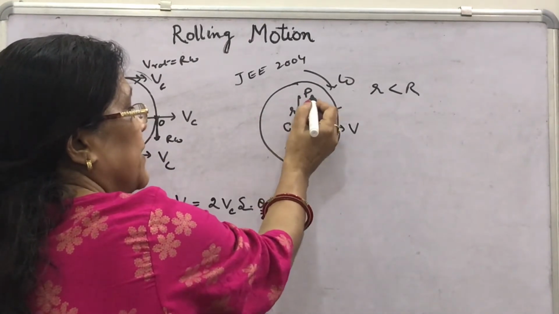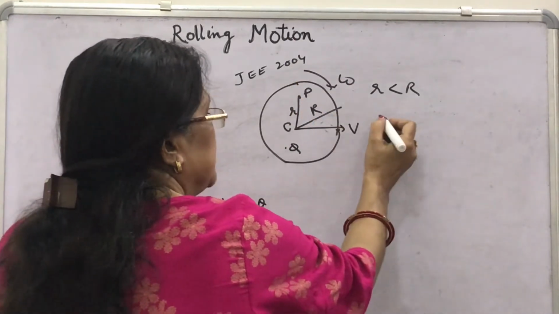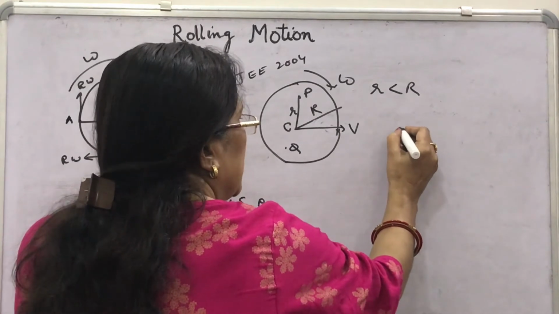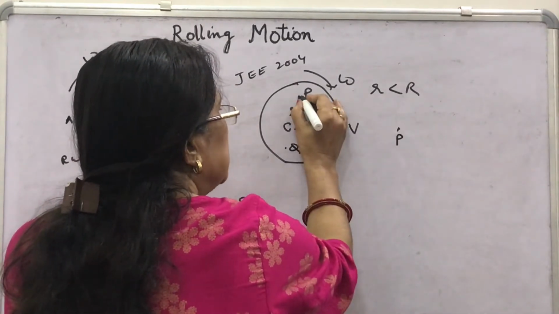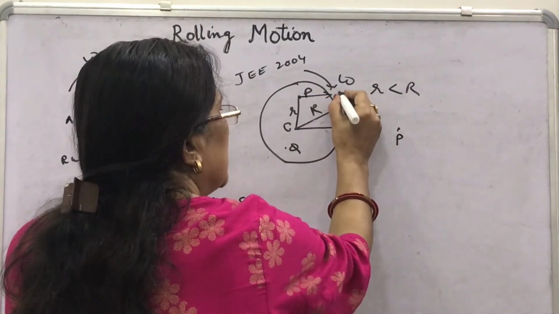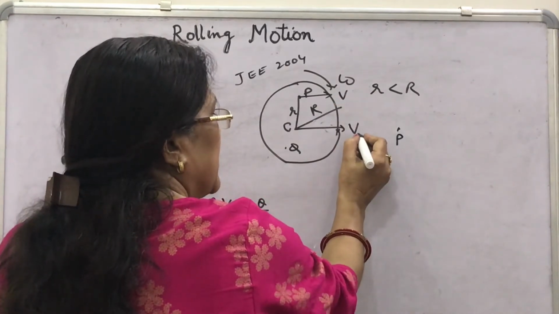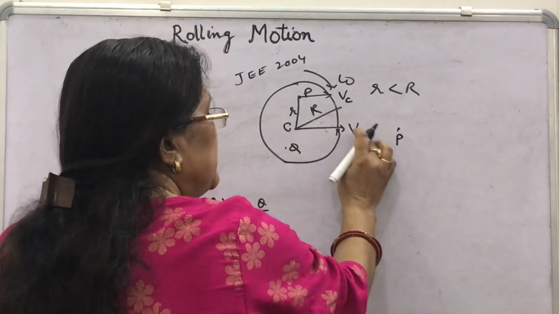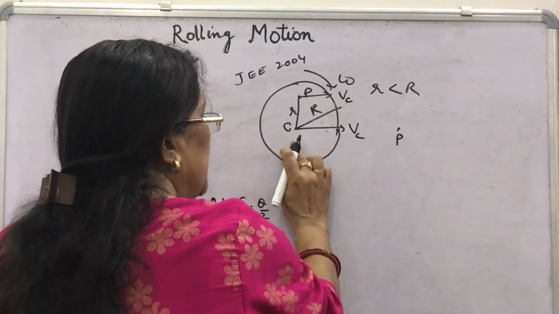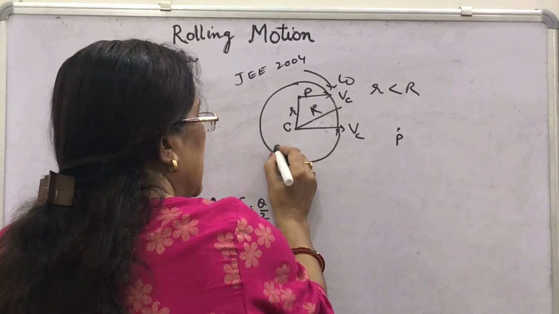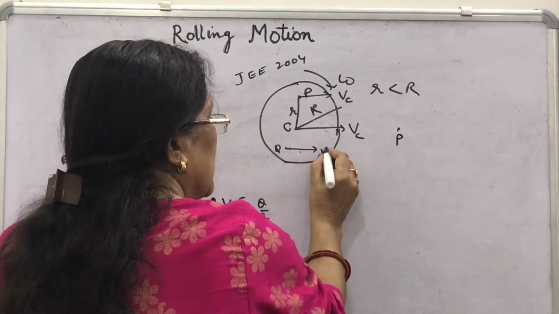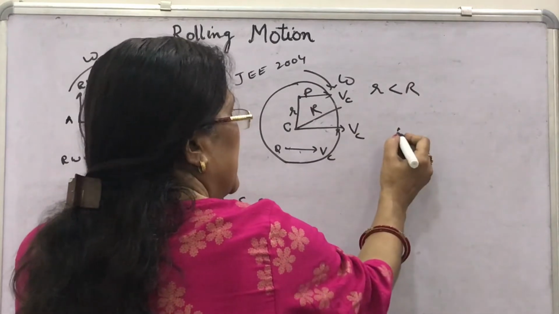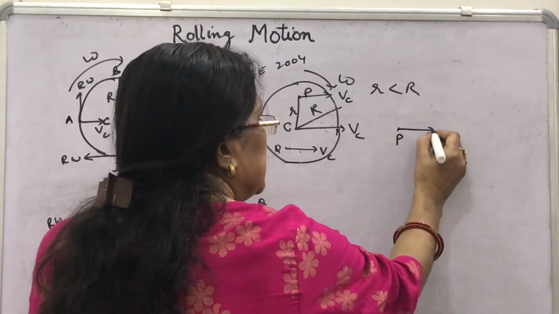Look at point P. What will be here? If you draw the point P here, then point P will have Vc at every point. Vc, you can write here. Then Vc will be here at point Q as well, if I write Q on this side, because translational motion is the same for all the particles. So at point P, this will be Vc.